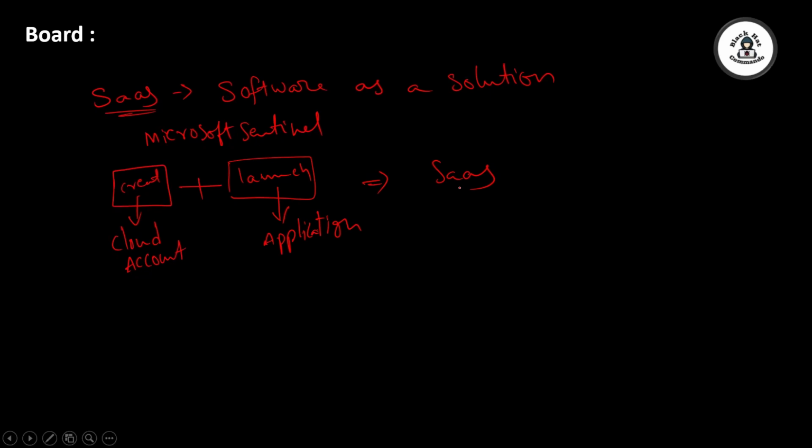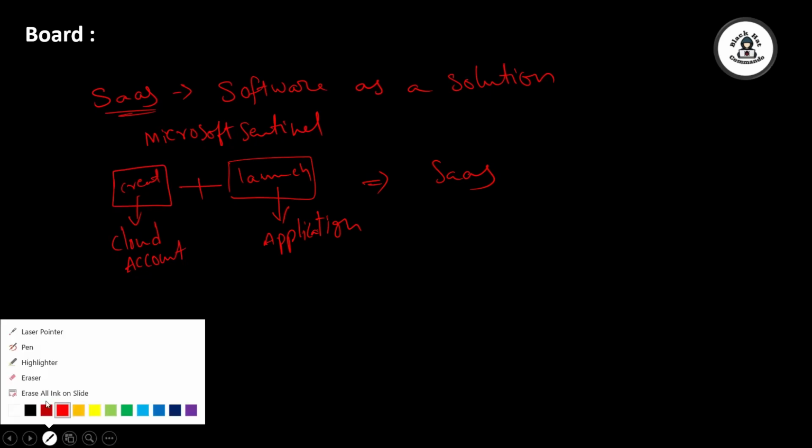You need to create your account and launch the application which already exists in that cloud. So you don't need to worry about infrastructure. You don't need to worry about the platform. You just directly create your account and launch the application. I hope you all understand the concept of SaaS, IaaS, PaaS. Moving forward, we will discuss further things. If you are having any doubts, you can ping me in the chat.